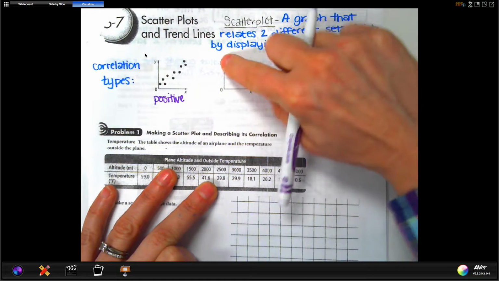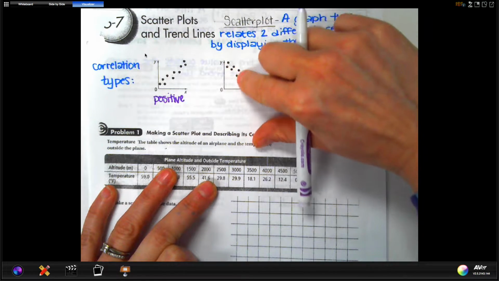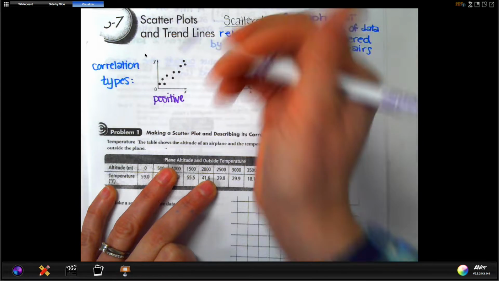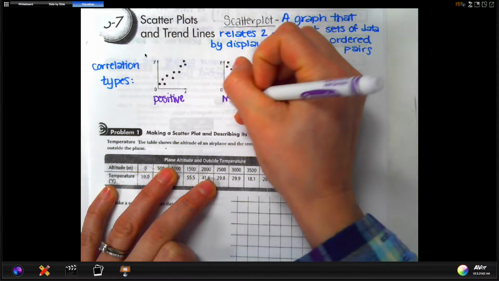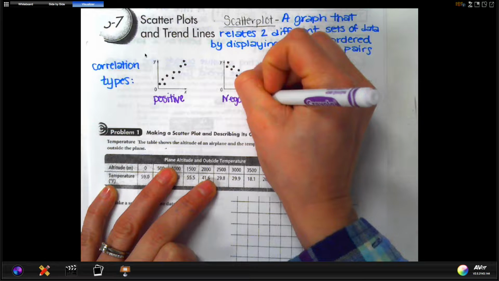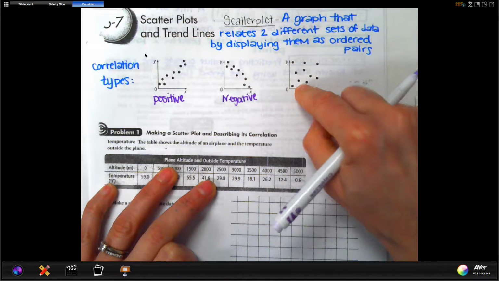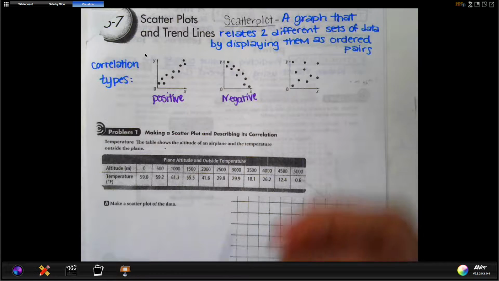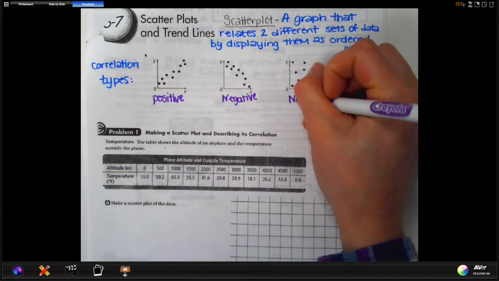If the data is all going in the same direction but heading down, this would be a negative correlation. And sometimes the data will be scattered everywhere and it's not really going in any direction. This would mean there is no correlation.